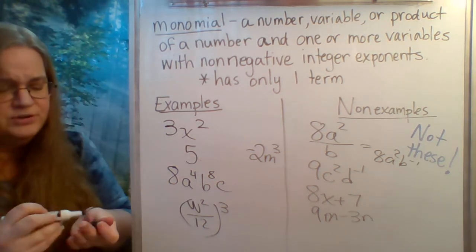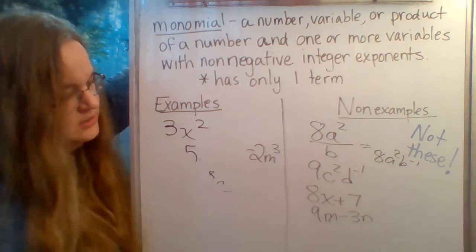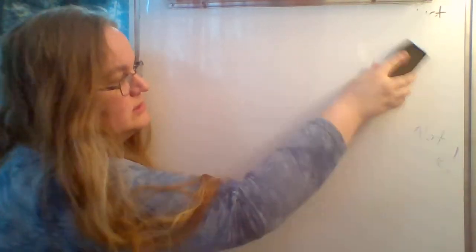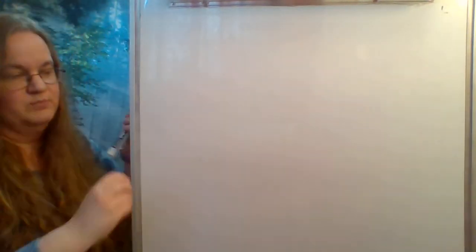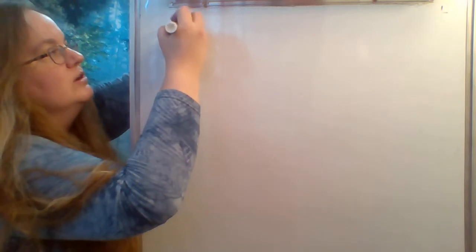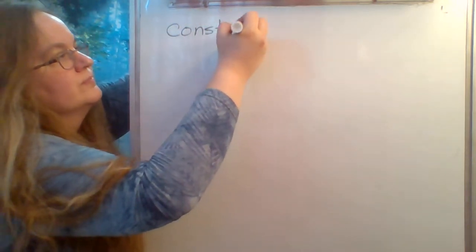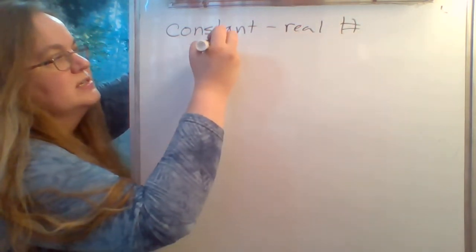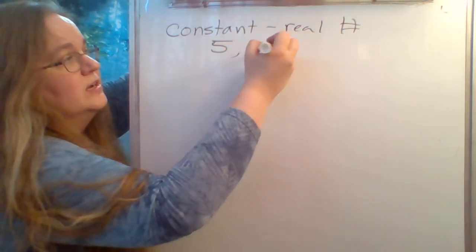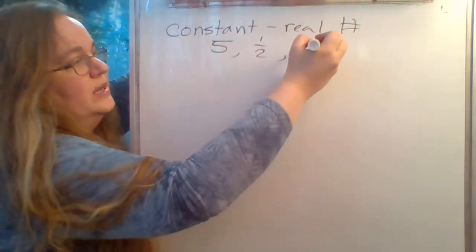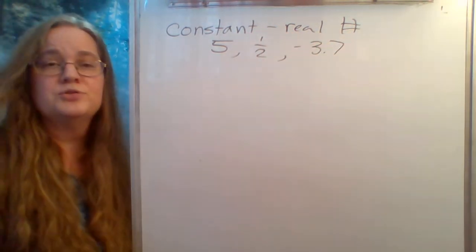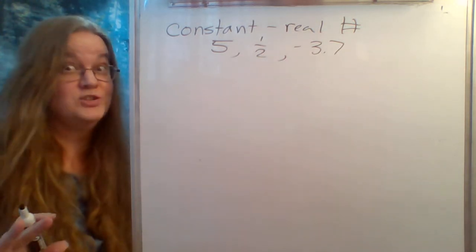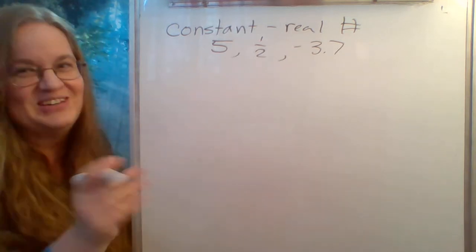Now, there are three types of monomials that you may run into in terms of your assignment, the vocabulary. So let's just take a quick moment to look at that. You should already know the word constant, and that is a real number. Those are things like the number 5, 1/2, -3.7. Those are all examples of a constant. It's just a regular real number. And yes, imaginary numbers do exist, but that's not the subject of today.